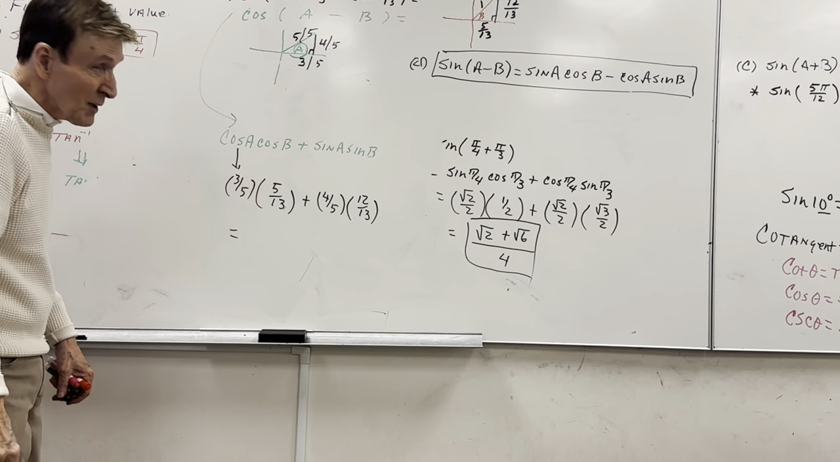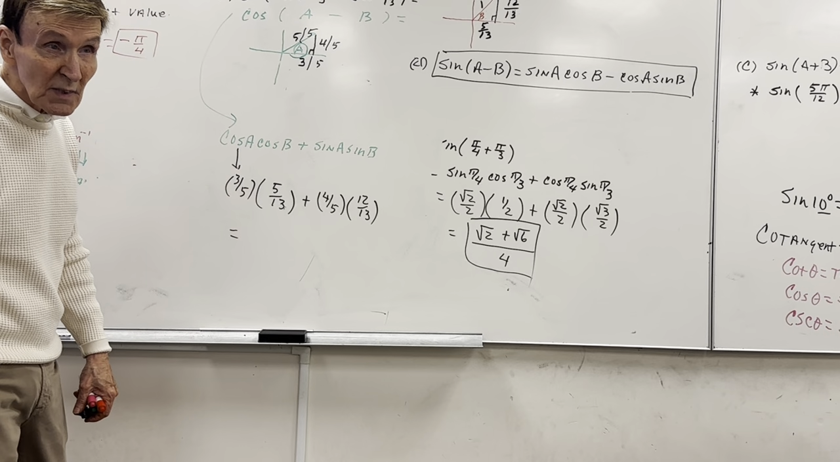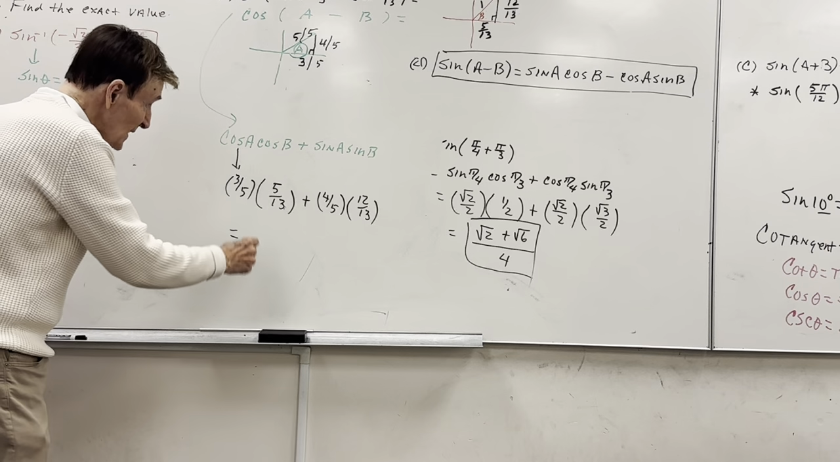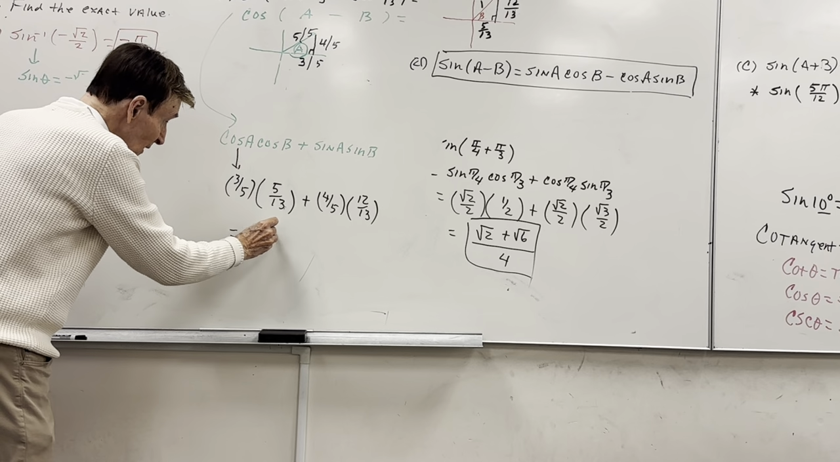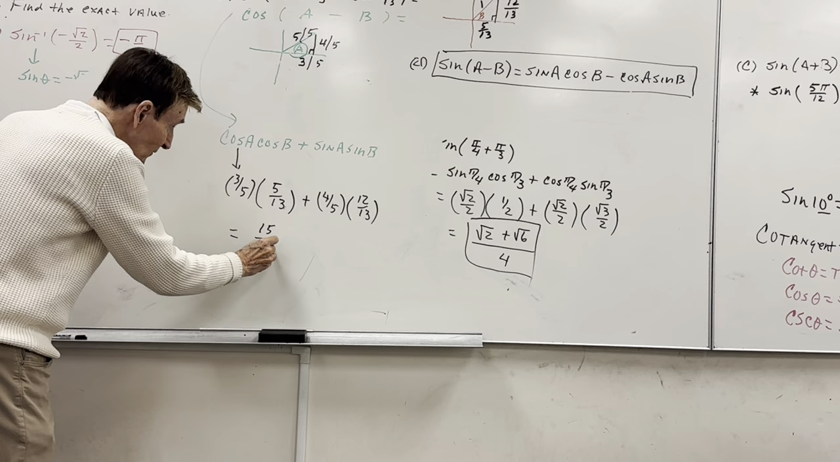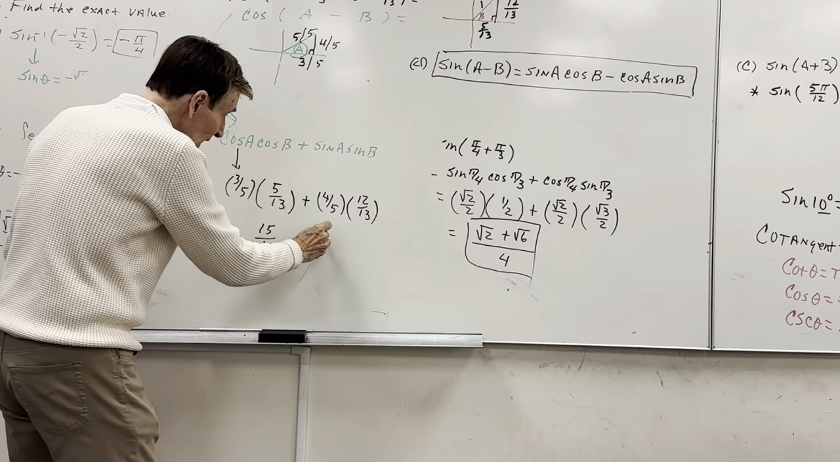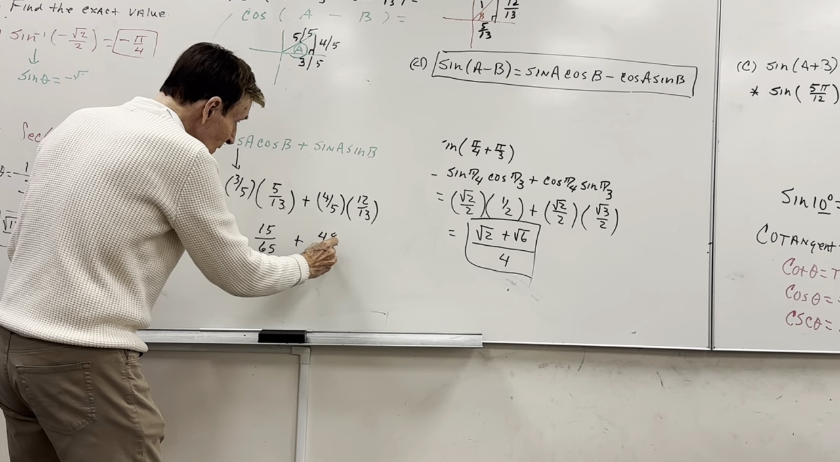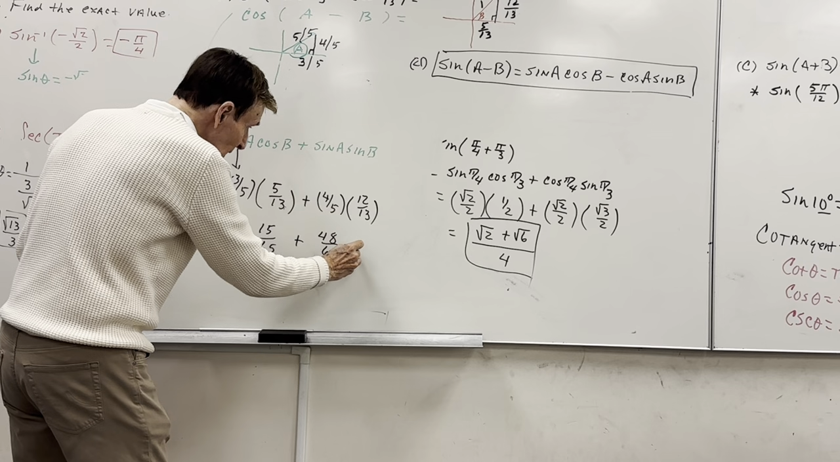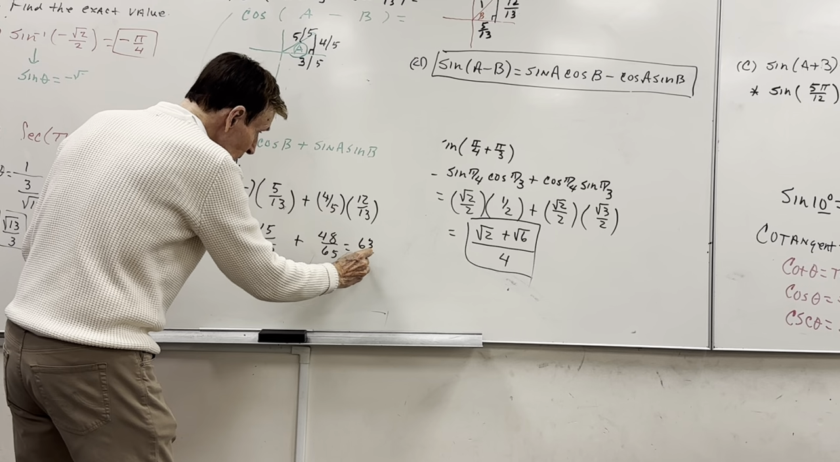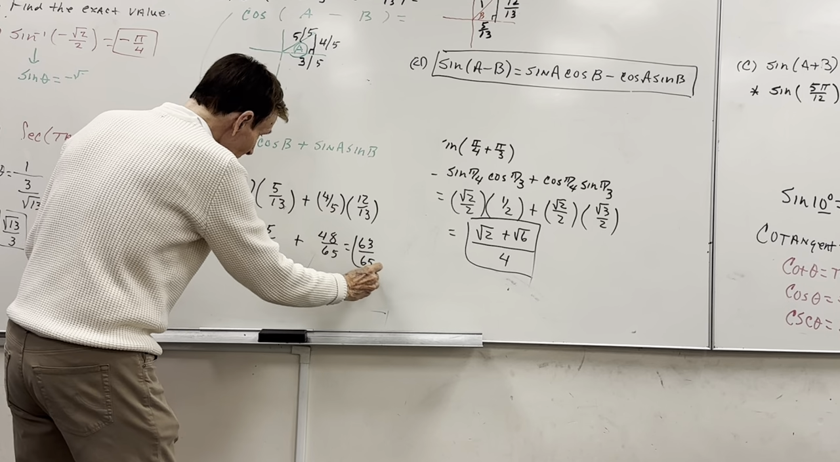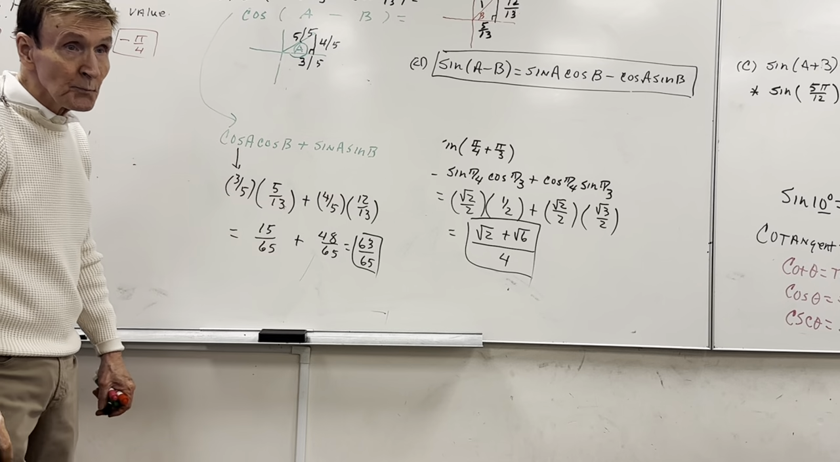Strange answer. What is 15 plus 48? 63? Is that 63 altogether? That's 15 over 65. Is this 48 over 65? Is that 63? I did it quickly. Okay.